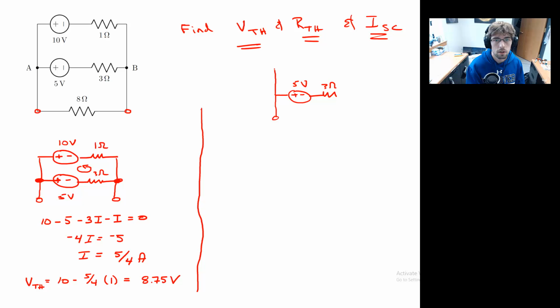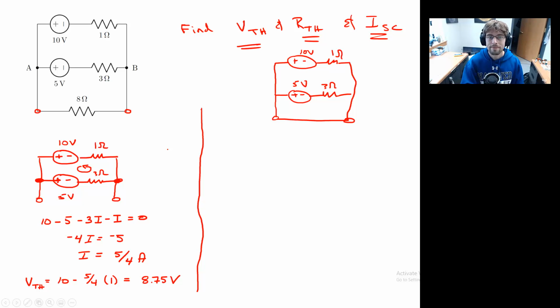We have our 10V, our 1 ohm. And now, rather than having a break, we're going to run a wire. So let's see here. How do we want to analyze this? Sure, I'll just go for mesh current again. So I'll go 2 clockwise ones here.